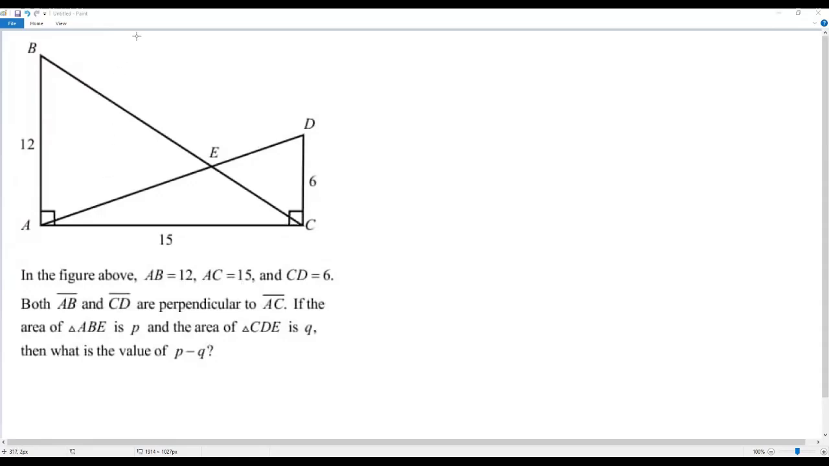Here we have a SAT math problem. Okay, let's go to the question. In the figure above, AB equals 12, AC equals 15, and CD equals 6. Both line segments AB and CD are perpendicular to the line segment AC.